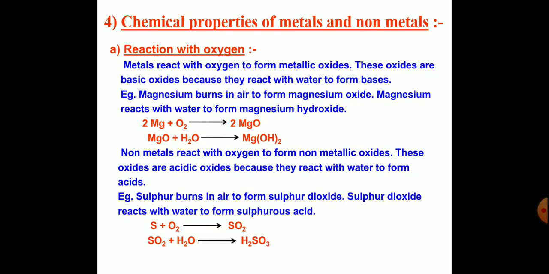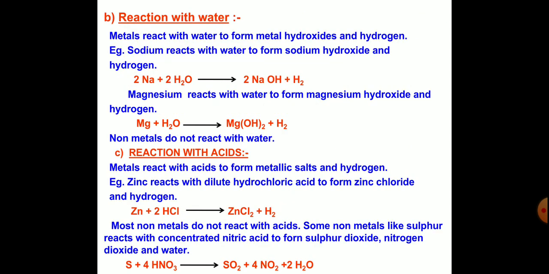Yesterday we discussed the reaction of metal with oxygen. When a metal reacts with oxygen, it forms metallic oxide. Metallic oxide is basic in nature. Remember, metallic oxide is basic in nature and it turns red litmus to blue. Clear? So today we will study another concept, that is the reaction of metal with water.